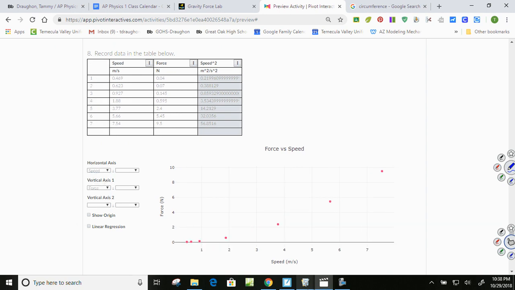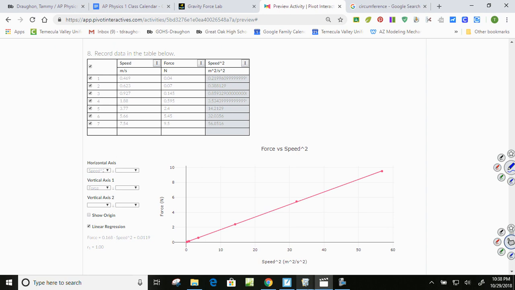Okay, so the third relationship was speed and force. I got a curve, and the curve seems to indicate that we should graph y and x squared. So that's what I did, and it turns out I get a linear relationship. So that means force has a linear relationship with speed squared. So somewhere on the right side of that equation is v squared.